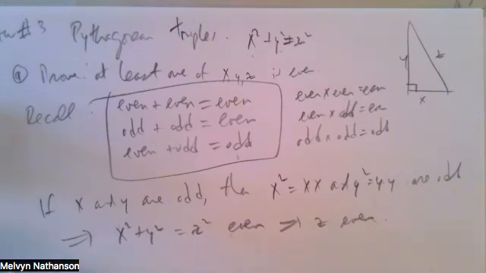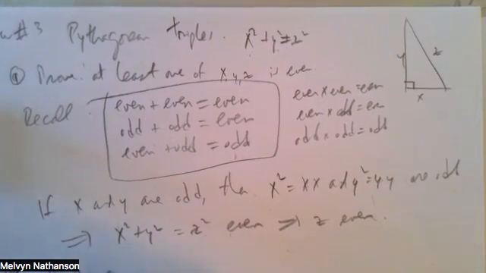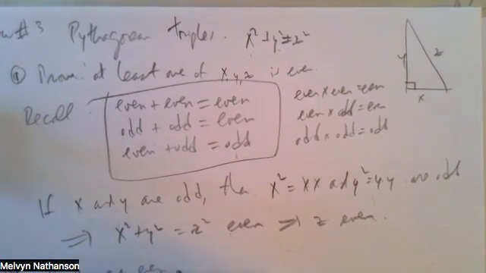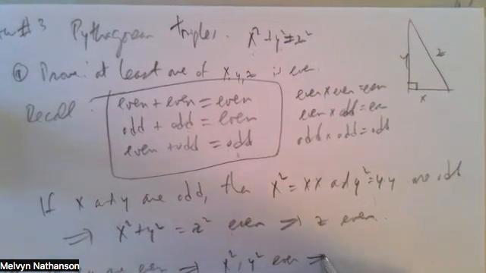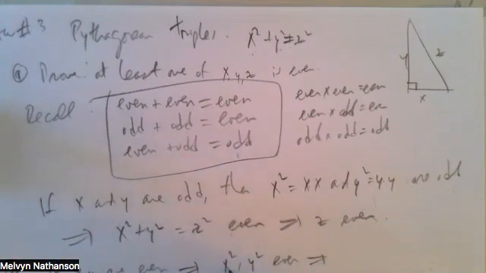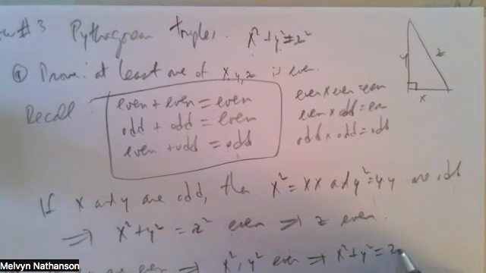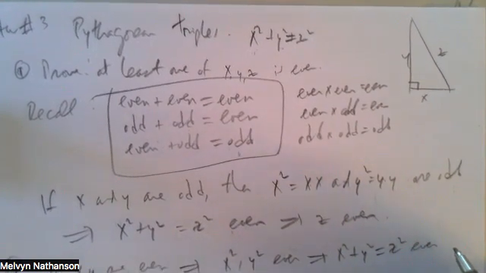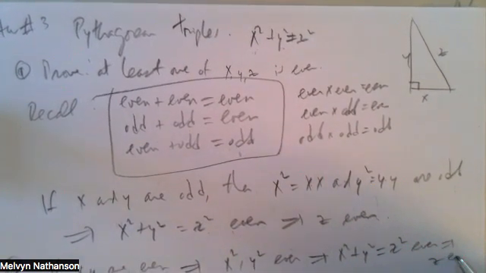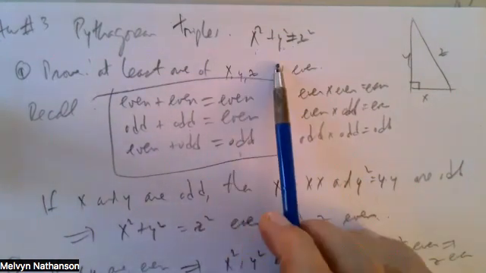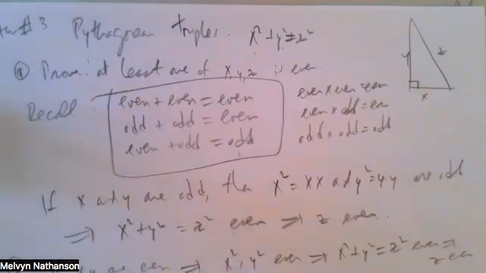Part B is to prove that if two of the integers are even, the third is even. So if x and y are both even, then x squared and y squared are even, because the product of two even numbers is even. The sum of two even numbers is even. So z squared is even. So z is even. So if x and y are even, so is z.